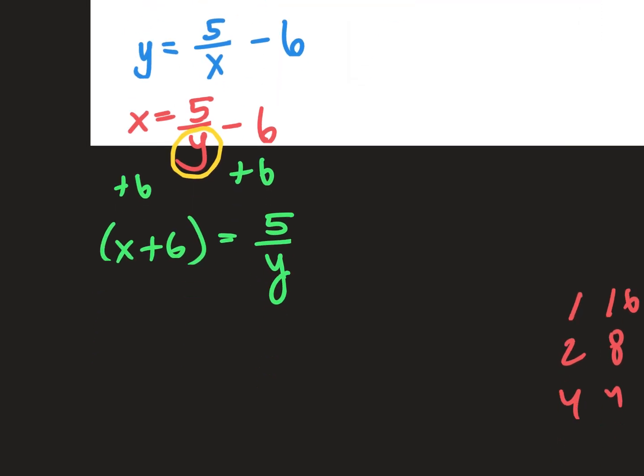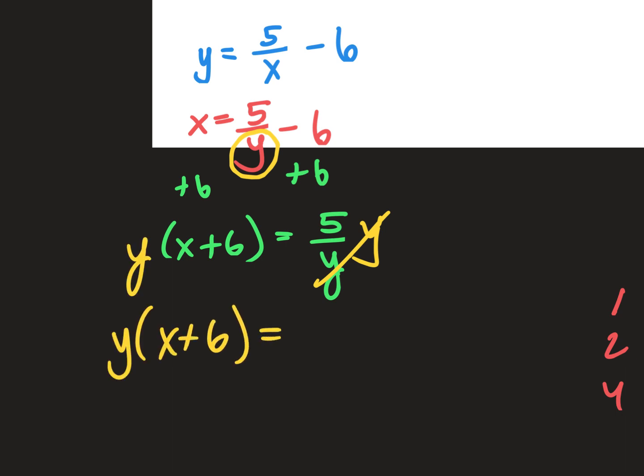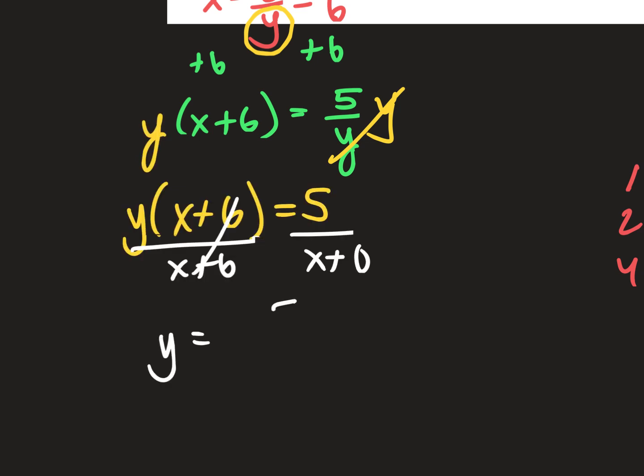And then now what? Multiply both sides by y. Okay, good. So you have y times x plus 6 equals 5. Now remember, we're trying to get y by itself. Don't distribute or anything like that. I want to get y by itself, so what do I do? Divide both sides by x plus 6. So y equals 5 over x plus 6.